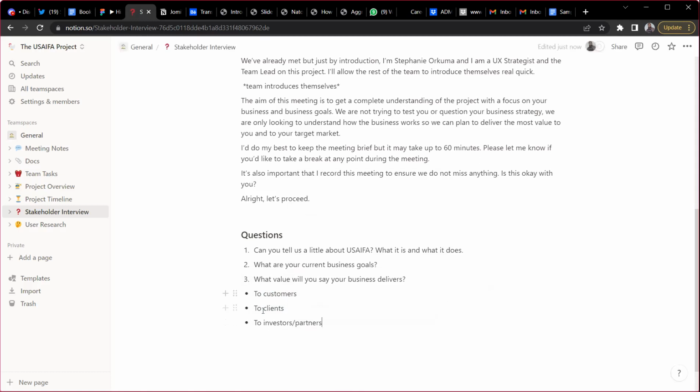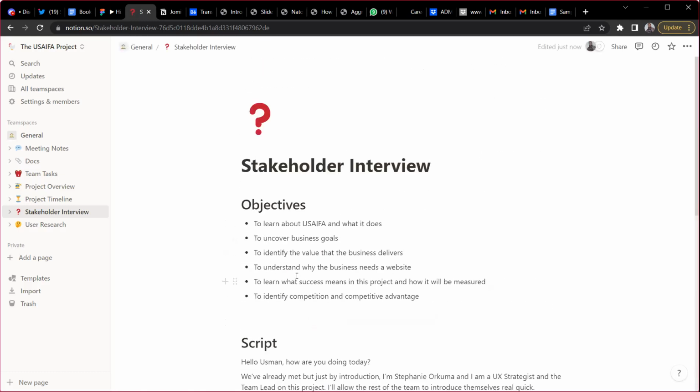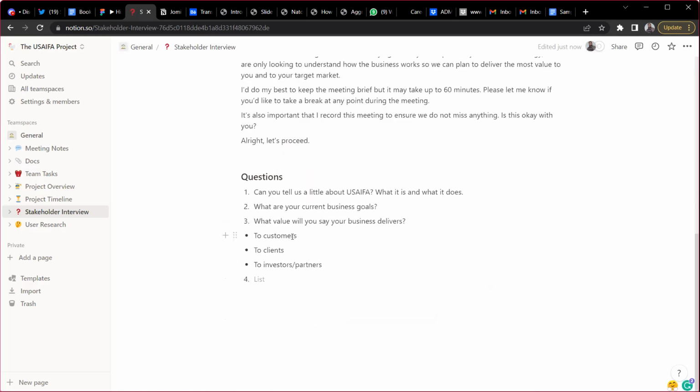What value are you giving out to these three categories of people? So we'll go back to our list. Nope. Never ask me, Notion, please. Yay, thank you. So we've worked through three so far to understand why the business needs a website. Simple as that. Why? Can you tell me why you believe your business needs a website?